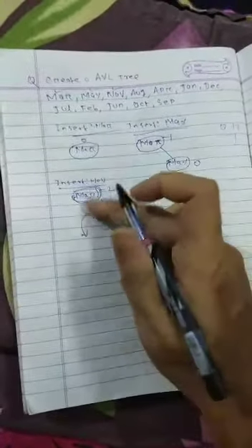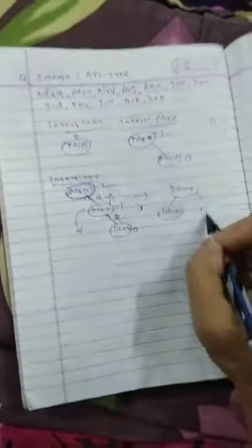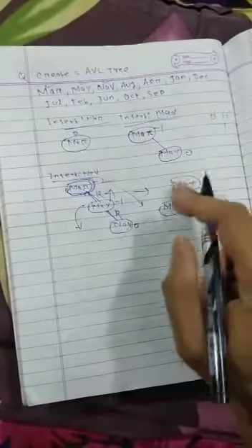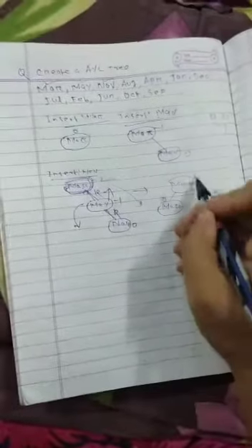After the rotation, May will be here. March goes to the left side of May, and this is November. The BST property is also satisfied: the left side is less than and the right side is greater than. Then what is the balance factor here? It is 0. For this, 1 minus 1 is 0. Satisfied. Then August comes.